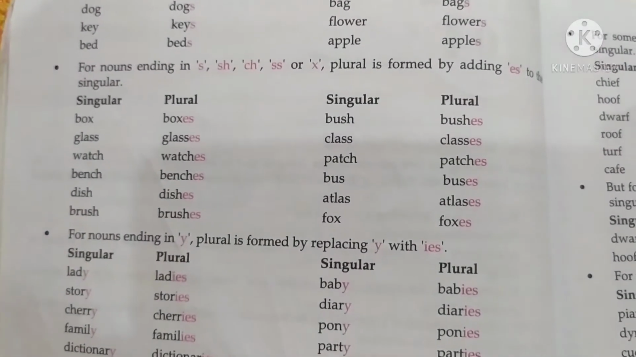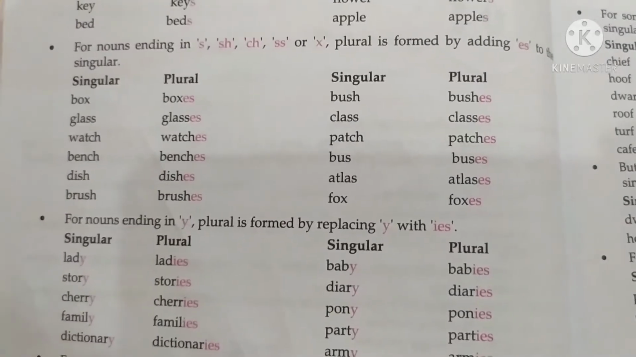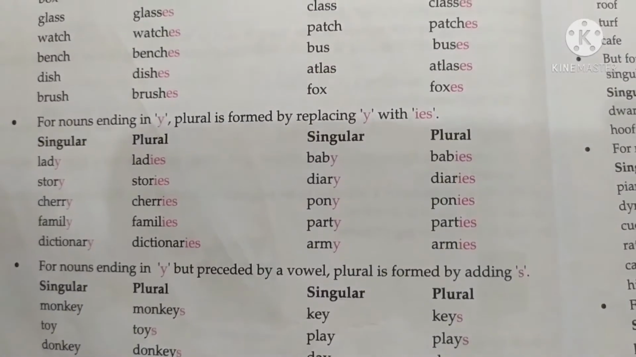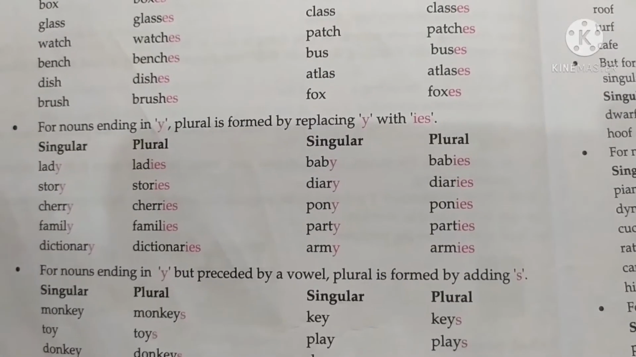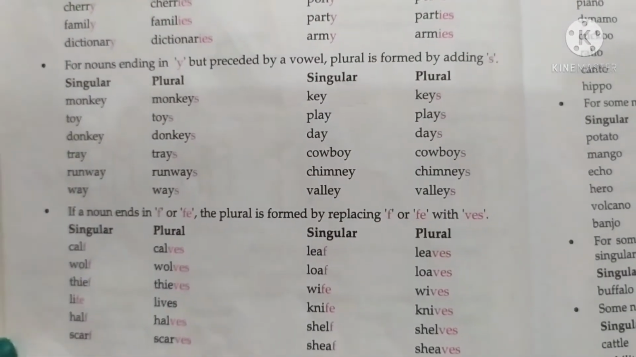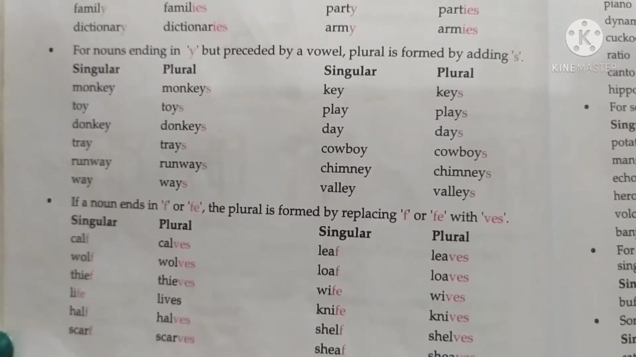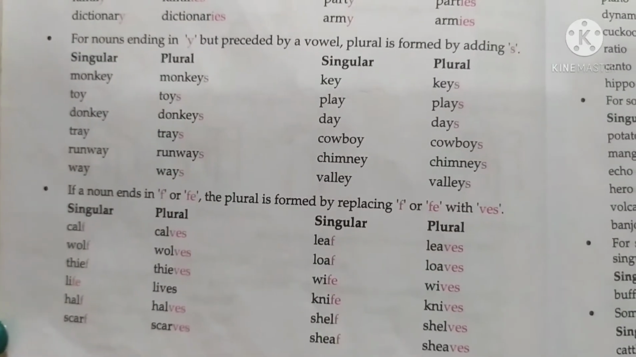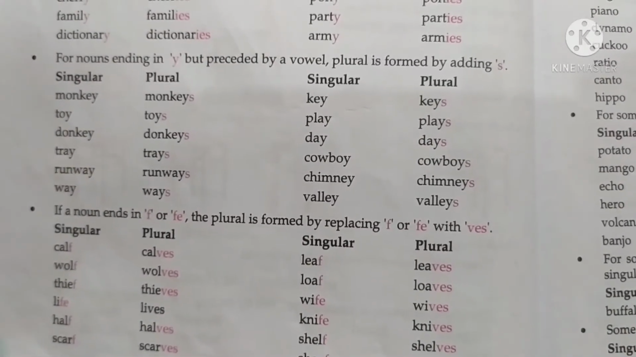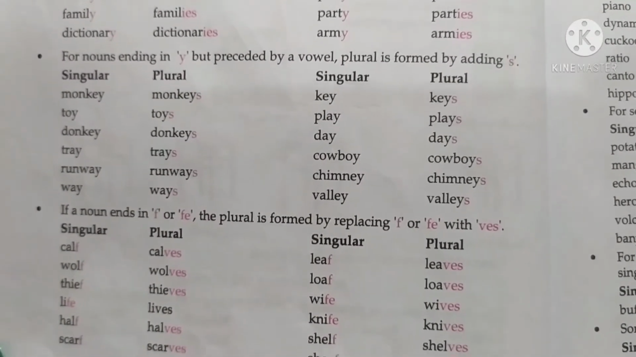And here also the second rule, for nouns ending in es, I already explained to you. Now the third rule: for nouns ending in y, the plural is formed by replacing y with ies. Okay, you can see this rule. For nouns ending in y but preceded by a vowel, the plural is formed by adding s. You can see there. Like monkey, e is a vowel letter, so we added s. Play, a is before y, so it is s only.